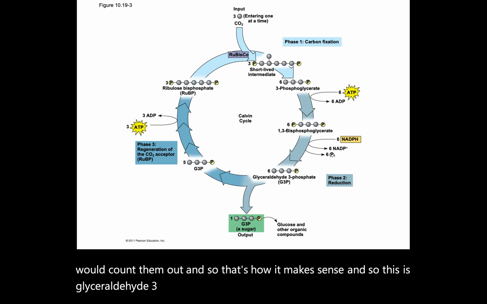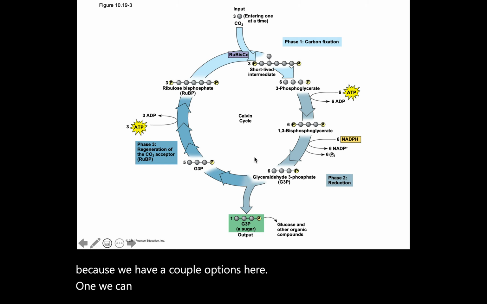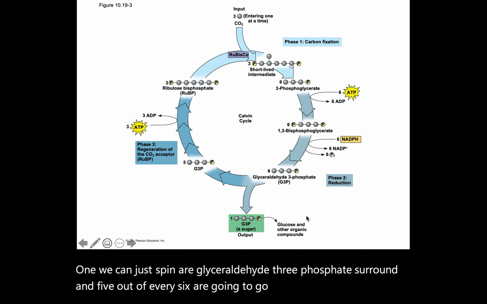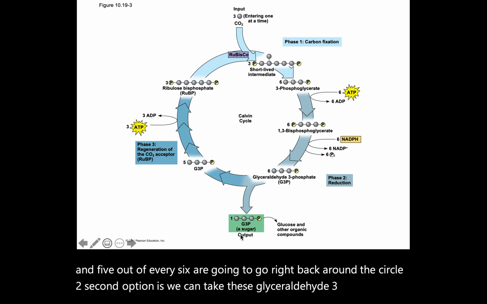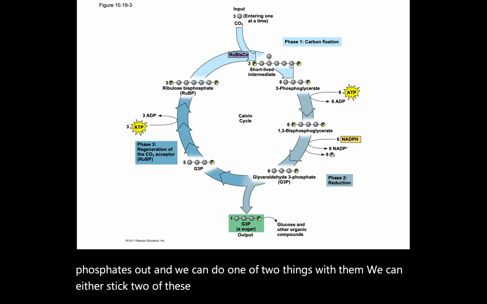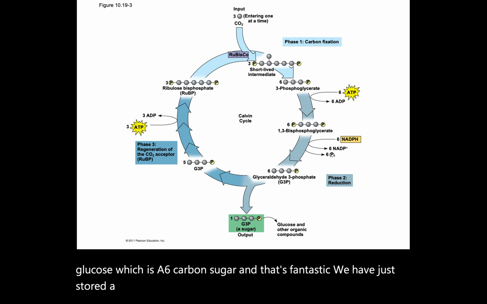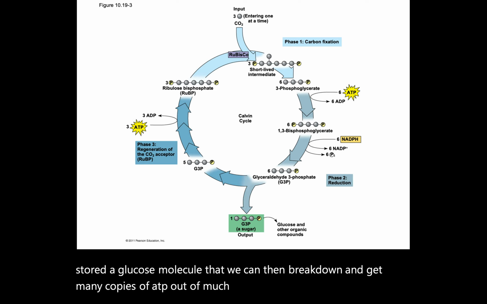This is a very important molecule because we have a couple options here. One, we can just spin our glyceraldehyde 3-phosphates around, and 5 out of every 6 are going to go right back around the circle. Second option is we can take these glyceraldehyde 3-phosphates out and do one of 2 things with them. We can either stick 2 of these 3-carbon sugars together to make glucose, which is a 6-carbon sugar, and that's fantastic. We have just stored a glucose molecule that we can then break down and get many copies of ATP out of, much more than we invested in making it.